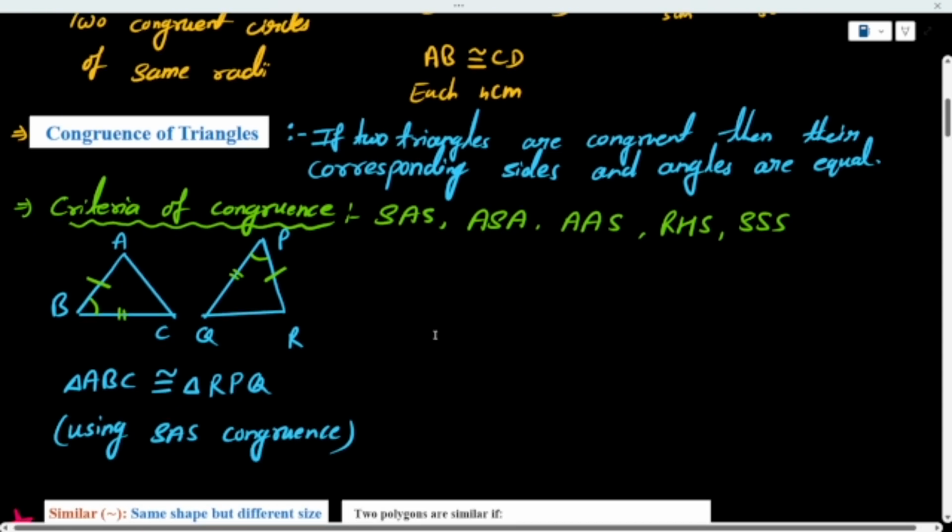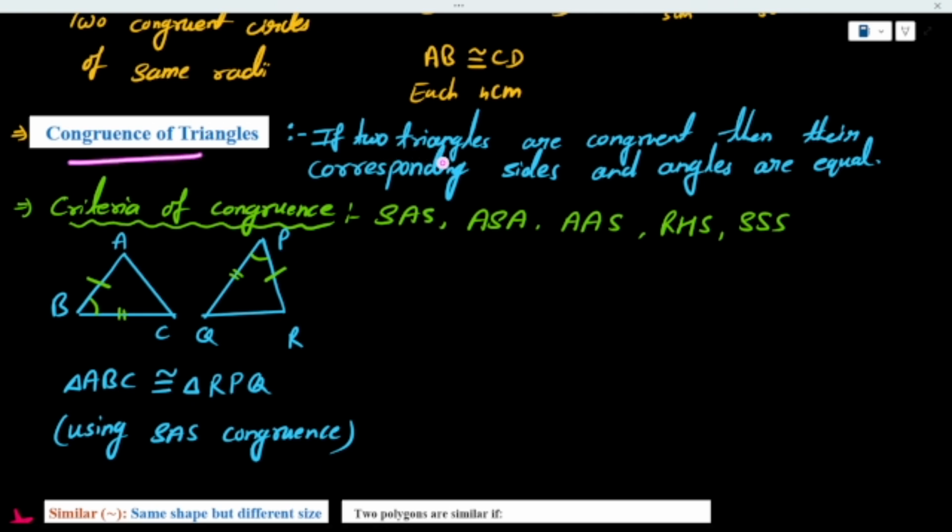So what is the meaning of congruency of triangles? If any two triangles are congruent, then their corresponding sides and corresponding angles are equal, because one triangle is going to completely overlap the other triangle, so automatically both triangles will be the same in shape and size. Here you can see the criteria of congruency. SAS: if two triangles' corresponding sides and included angles are equal, then they are congruent. Then ASA, AAS, RHS, SSS, all these are the congruency criteria that you have learned till grade 9.